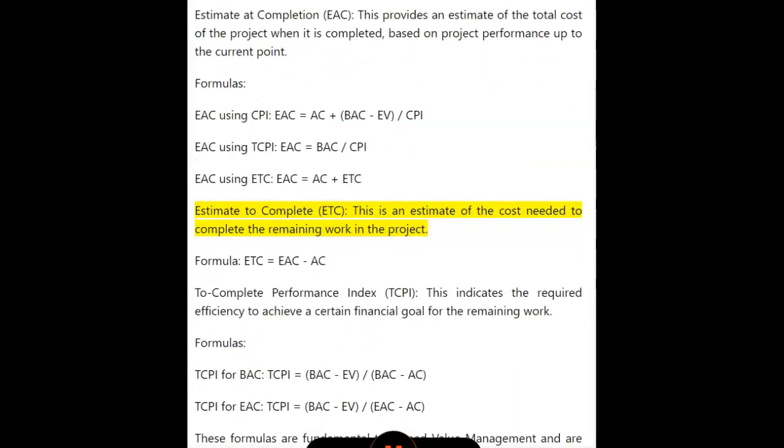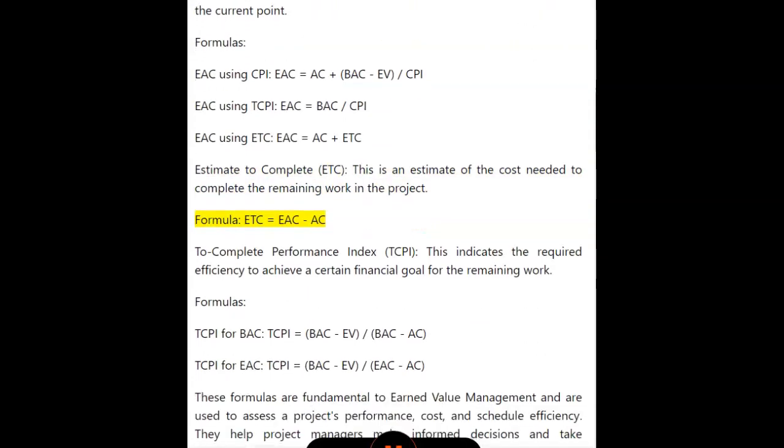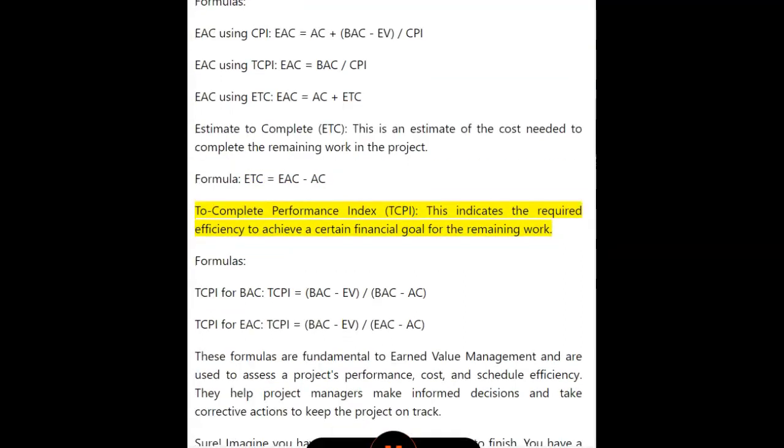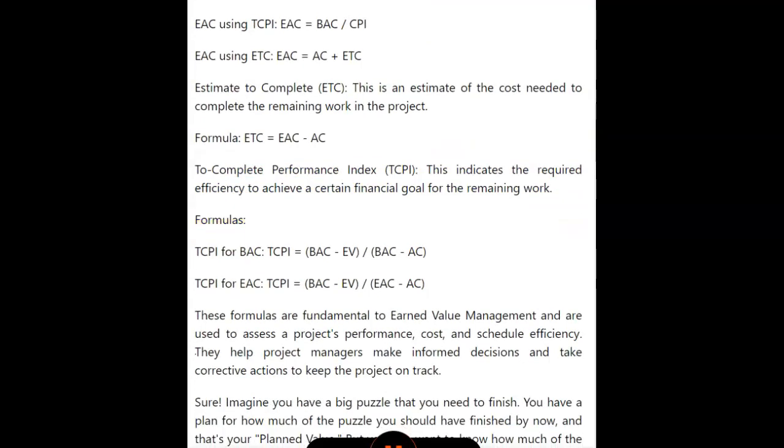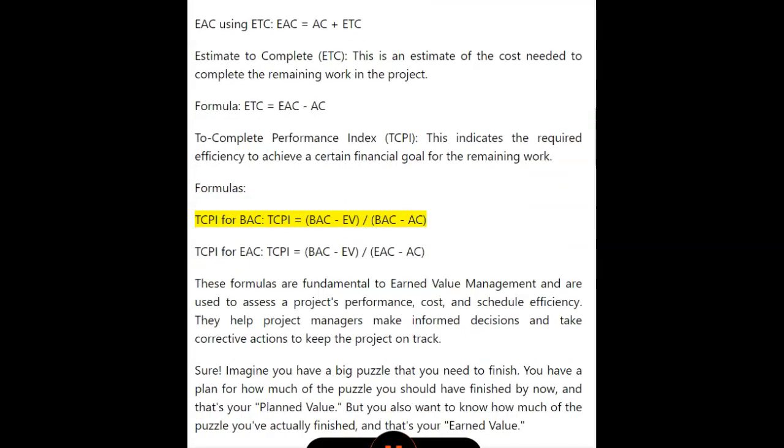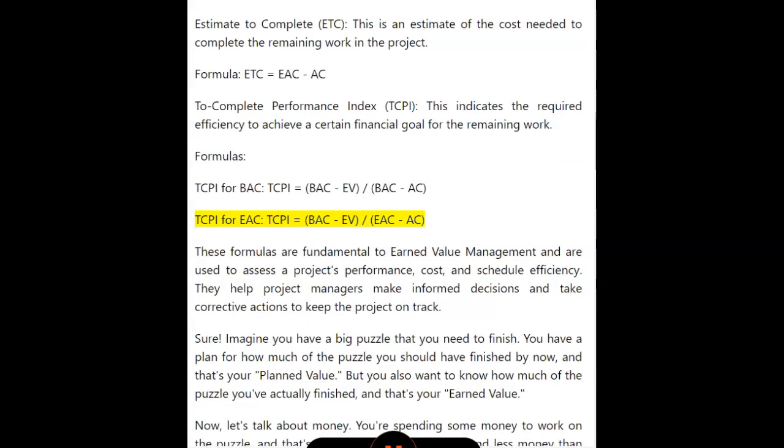Estimate to complete, ETC. This is an estimate of the cost needed to complete the remaining work in the project. Formula: ETC equals EAC minus AC. To complete performance index, TCPI. This indicates the required efficiency to achieve a certain financial goal for the remaining work. Formulas. TCPI for BAC: TCPI equals (BAC minus EV) divided by (BAC minus AC). TCPI for EAC: TCPI equals (BAC minus EV) divided by (EAC minus AC).